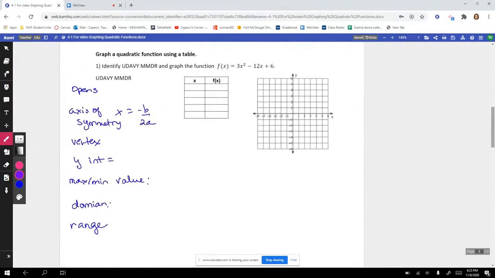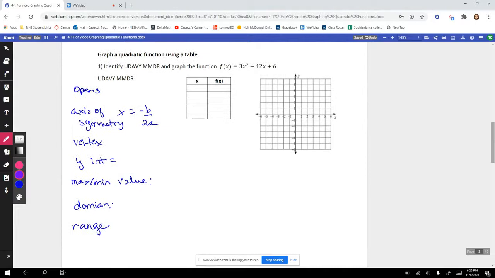Here's the first one. It says graph a quadratic function using a table. We're also going to identify that UDAVI, MMDR, and then graph it. Okay, so the first thing we're going to notice, and I have it set up here, my a value is 3. First of all, this isn't standard form, so I'm okay. The a value, which is 3, is positive, so our parabola is going to open up.